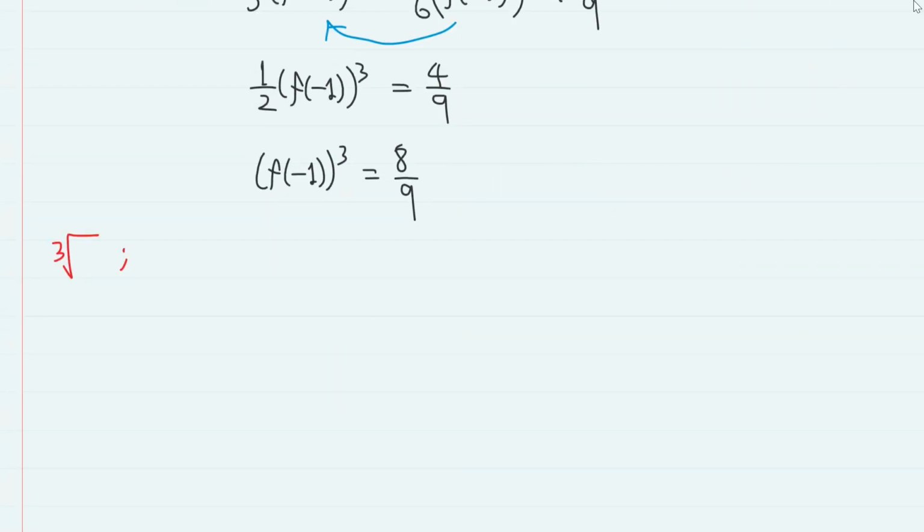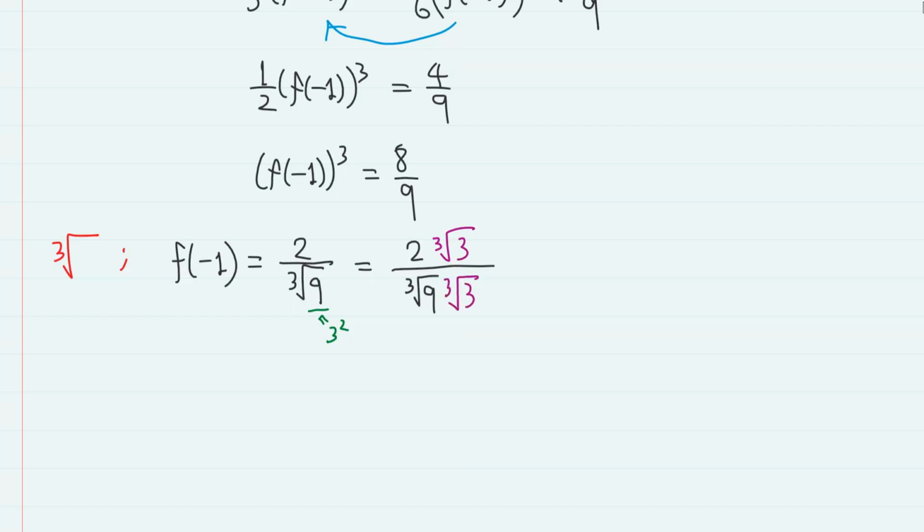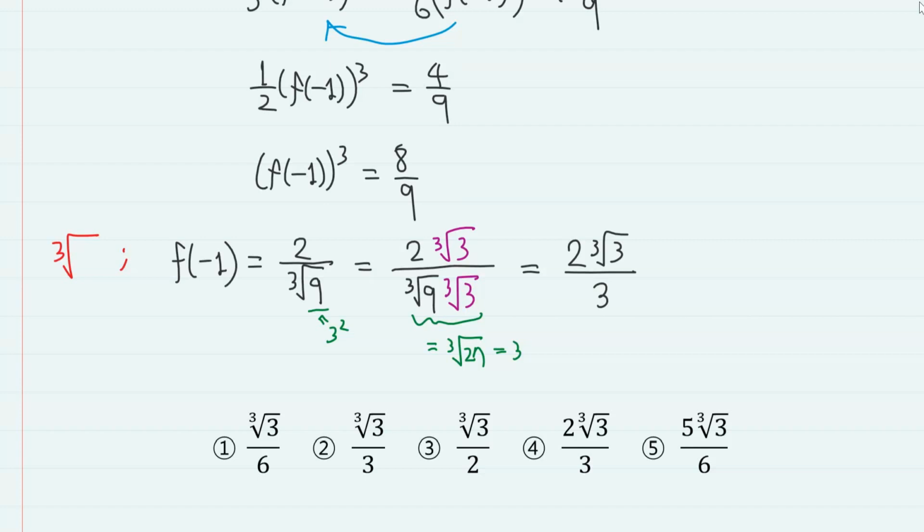Therefore, if we take the cube root, f(-1) equals, the numerator simply becomes 2, and the denominator is the cube root of 9. And since 9 is 3 squared, we can rationalize the denominator by multiplying cube root of 3 at both numerator and denominator. Then we have 2 times cube root of 3 divided by, since this is cube root of 27, which is 3, we simply have 3. Therefore, the correct choice is choice 4.